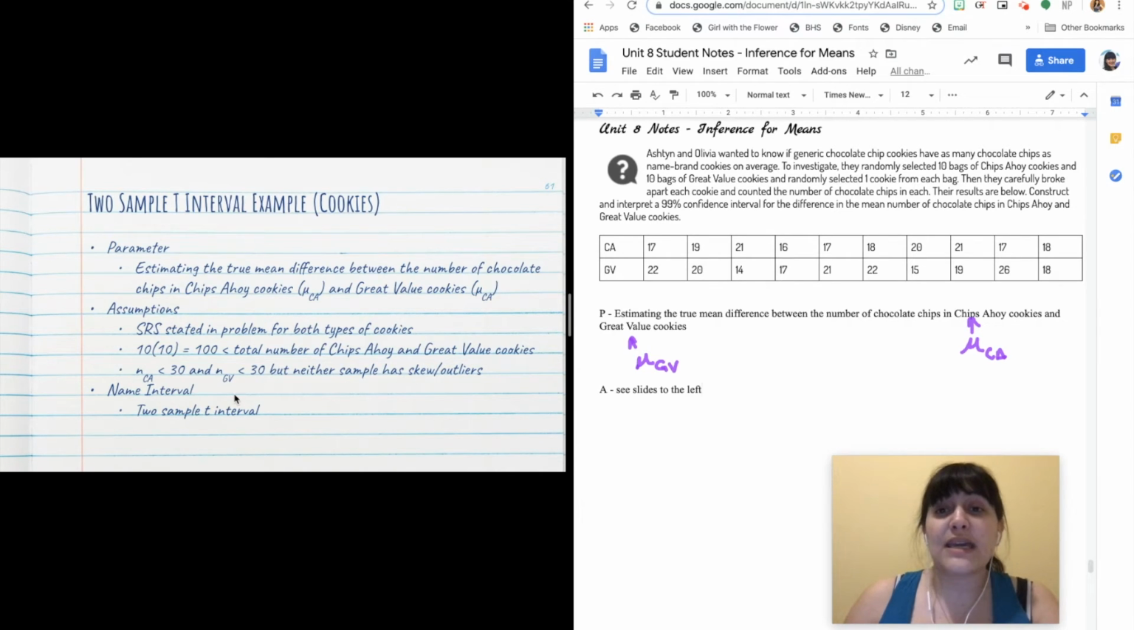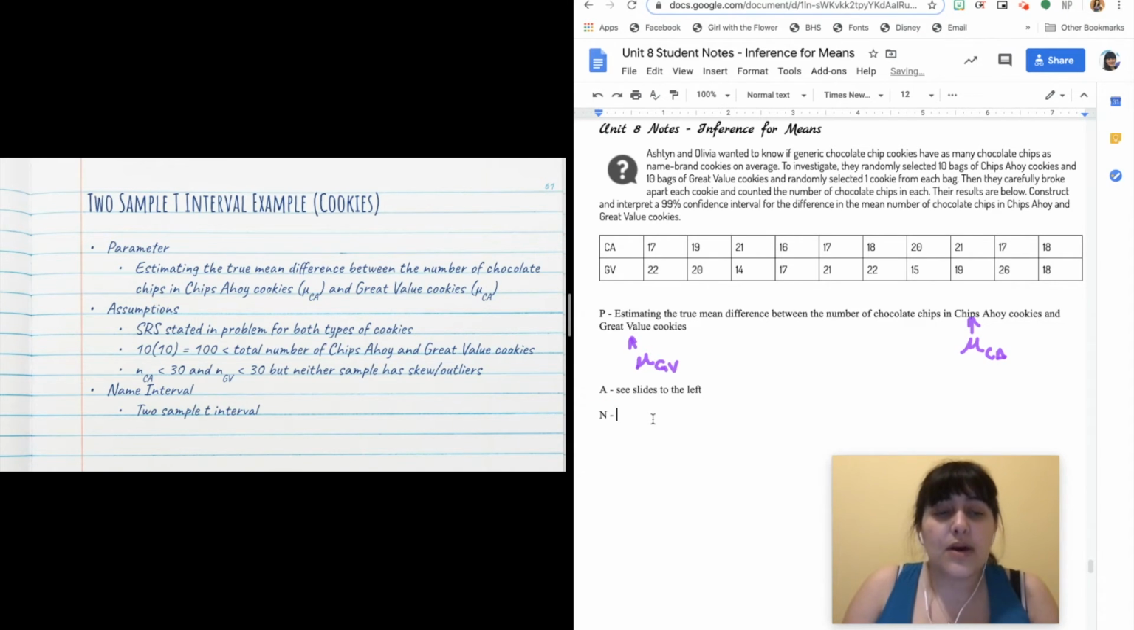Then the last thing you have to check is the success-fail condition. Okay, so we're checking, is the population normal? Okay, and they didn't tell us anything about that, so we don't know. Okay, and then we have to check, okay, is the sample size big enough? Sample size is 10 for both of these, which is small, right? It's less than 30. But if you take a quick second to graph all of these out, right, most of these numbers in each one, so the CA numbers and the GV numbers, are very close together, right? So there's not going to be any outliers or skew here, okay? All right, so that is your A step.